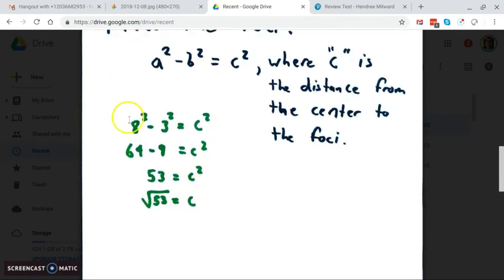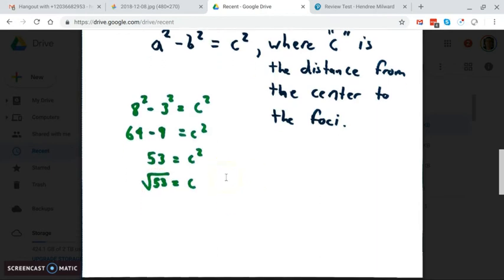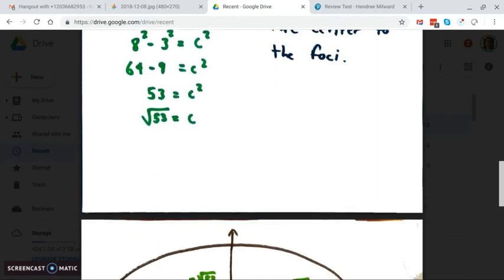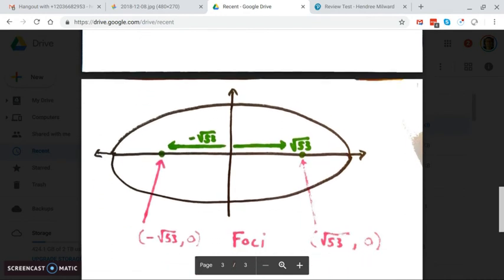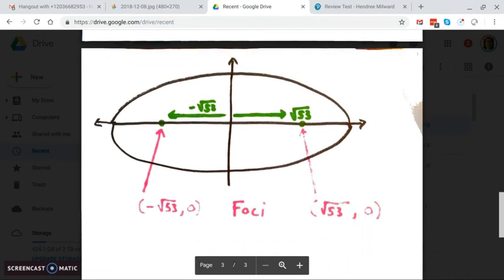So A squared minus B squared, that's 64 minus 9, which is 53. And then I just square root both sides. Now 53, you should simplify it if you can. Pretty sure that's prime, so it can't go any further. And then I just need to consider the graph here and figure out where the points are.